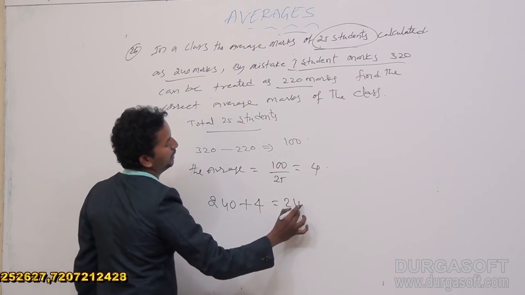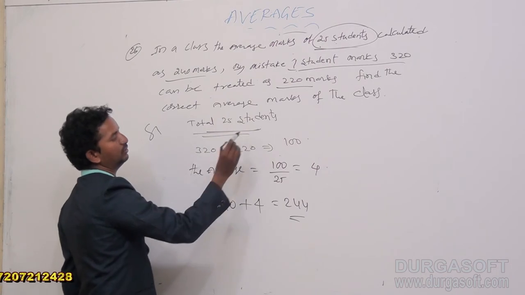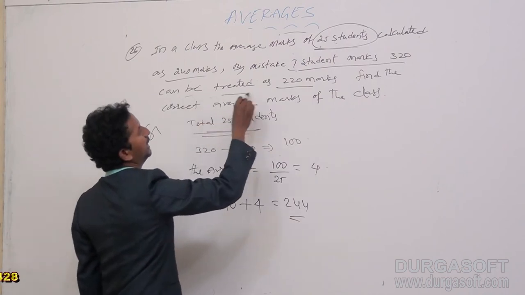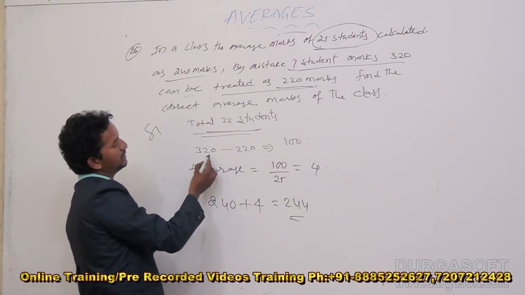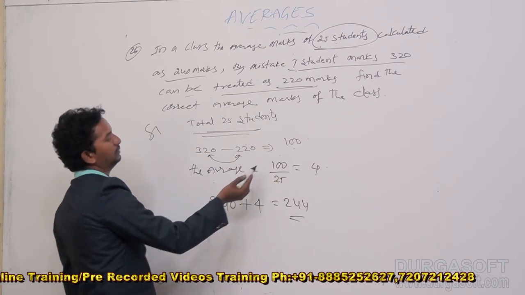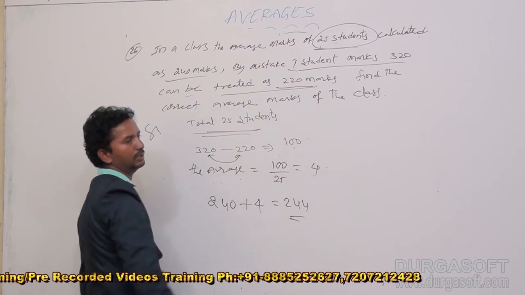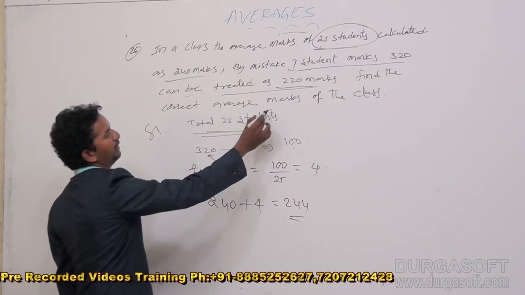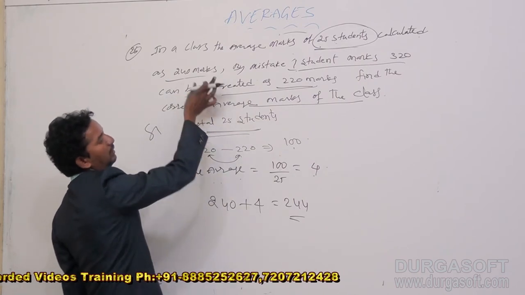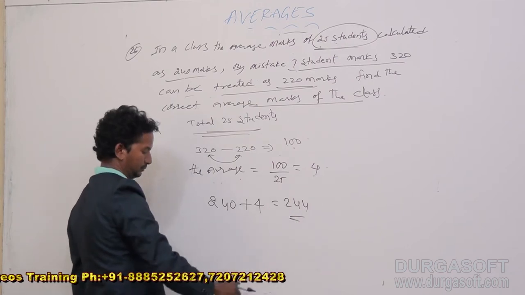It is equal to 244. So here in a class there are 25 students in total. For one student, 320 marks were mistakenly treated as 220 marks, so the difference of these marks is 100. Now the average over all 25 students: 100 by 25 is 4. Now find the correct average marks of the class. Actually 240 is already there, plus the new average of 4, so it comes to 244.